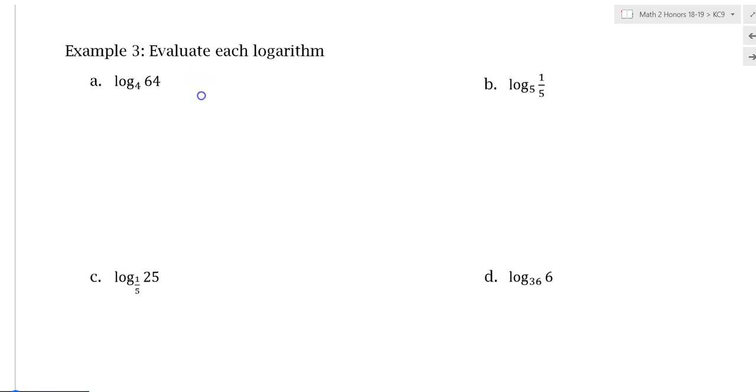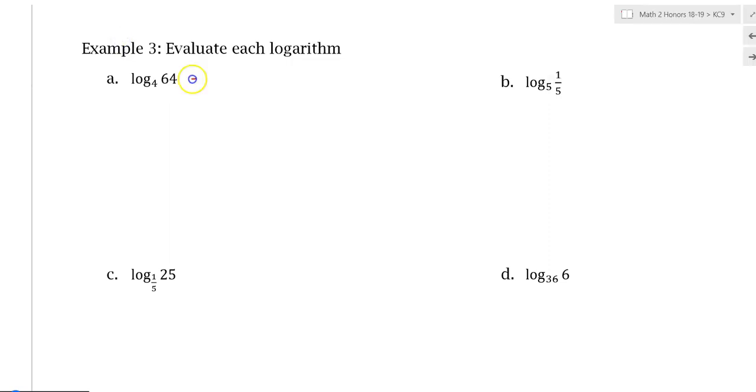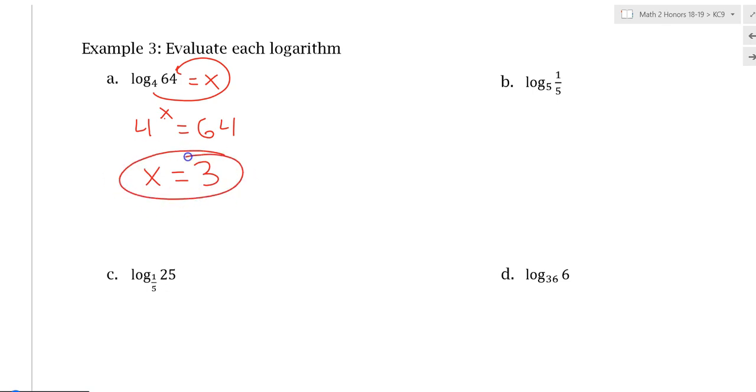So I want to know what this is going to be equal to. So for right now I'm just going to set it equal to x. I'm going to loop around. I'm going to switch it. 4 to the x equals 64. Alright, so if I'm trying to evaluate it without a calculator, now that it's an exponential form, I can think about it easier. Right, 4 multiplied how many times is going to give me 64. So it's 4 times 4 is 16 times 4 is 64. So that means x equals 3.